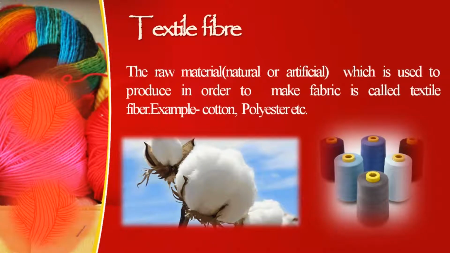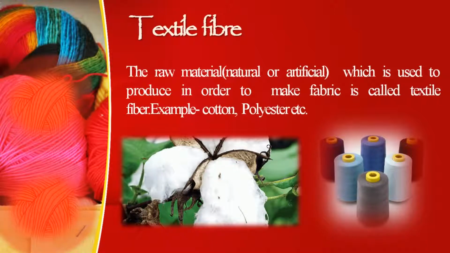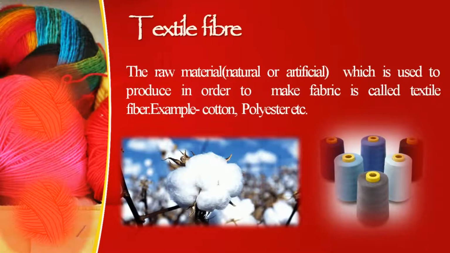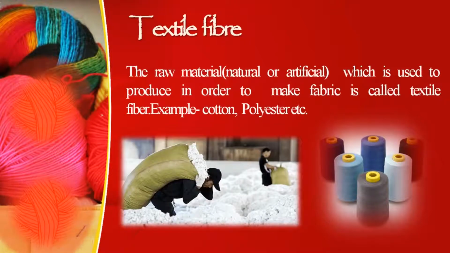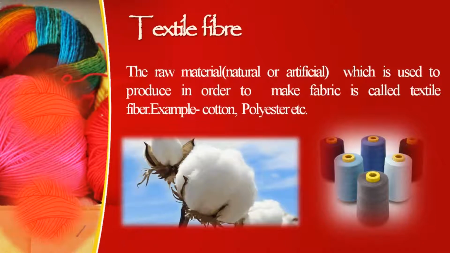Now coming to the textile fiber, the raw material, natural or artificial, which is used in order to make fabric, is called textile fiber. For example, cotton, polyester, etc. You can see the images on your screen.